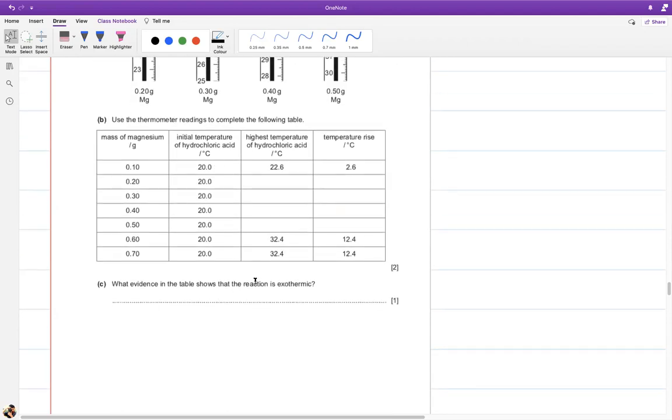What evidence shows that the reaction is exothermic? There is a change in temperature that is positive. The temperature is increasing, heat is given off.